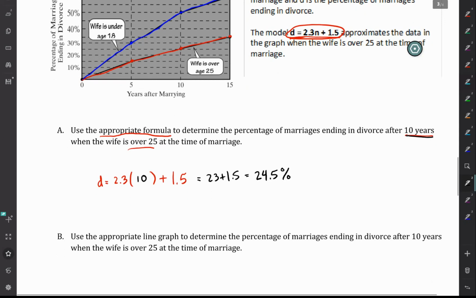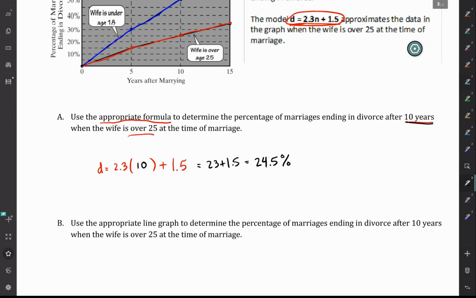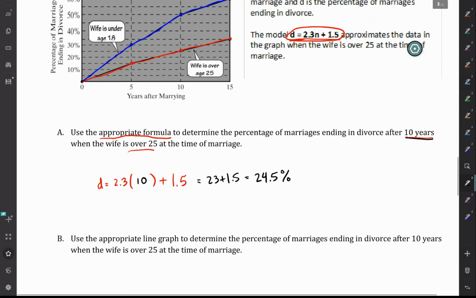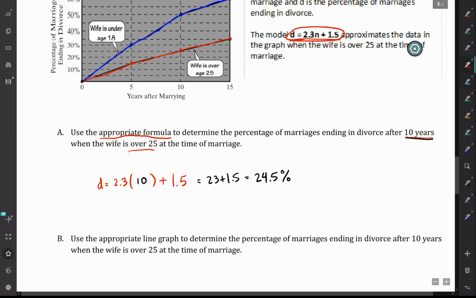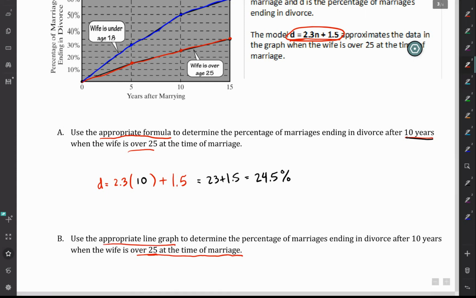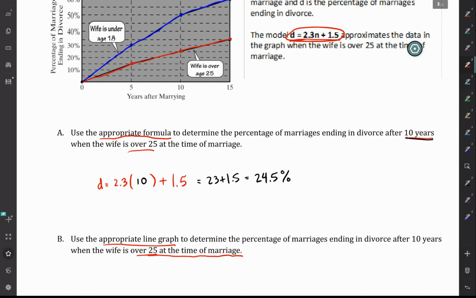Okay, now in part B it says use the appropriate line graph to determine the percentage of marriages ending in divorce after 10 years when the wife is over 25. So now it's asking us to figure out which line to use, or which graph. And again, because this is asking for the graph when the wife is over 25 at the time of marriage, we want to use the red graph. And we're trying to figure out approximately what the divorce rate is.